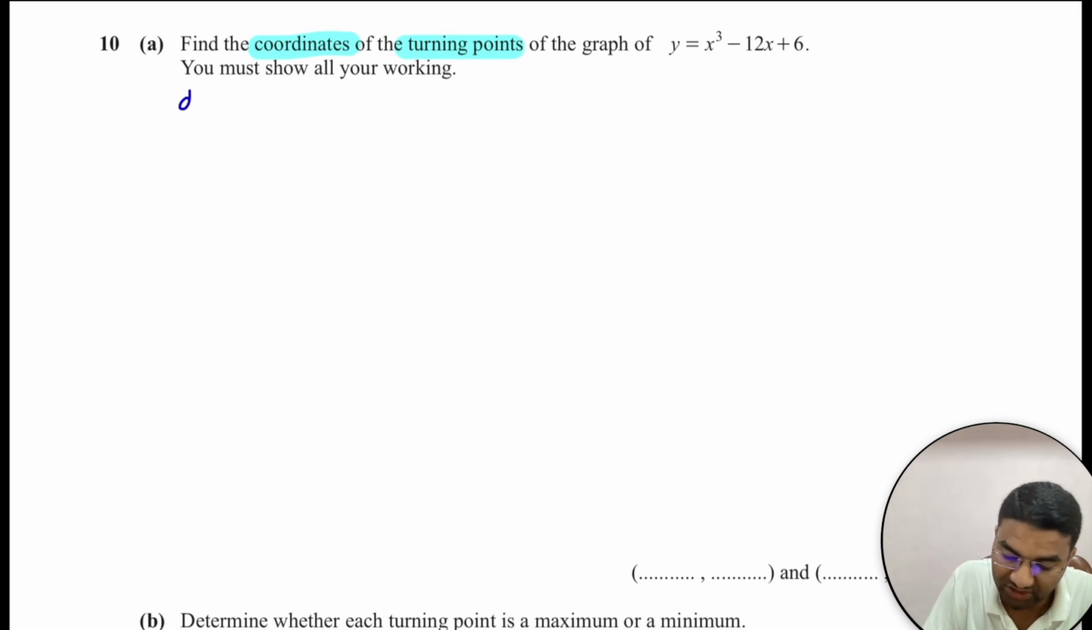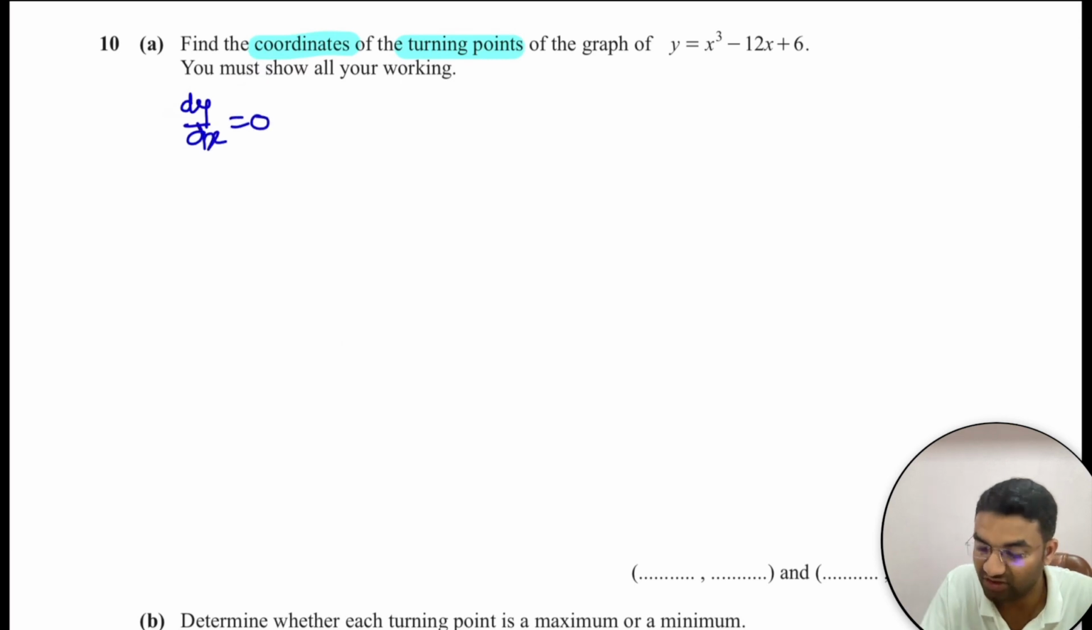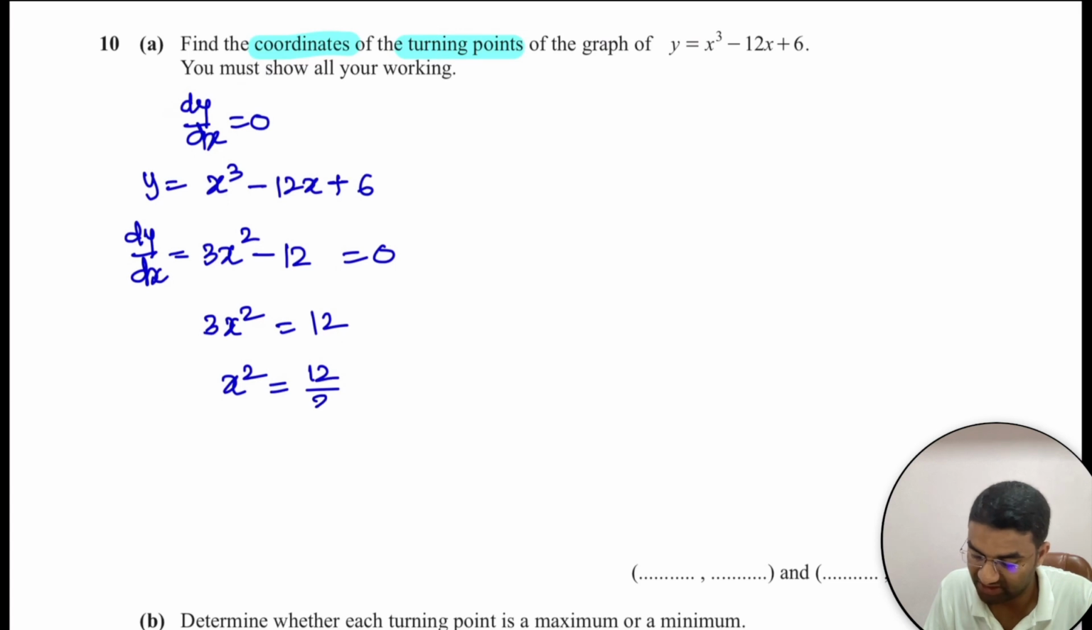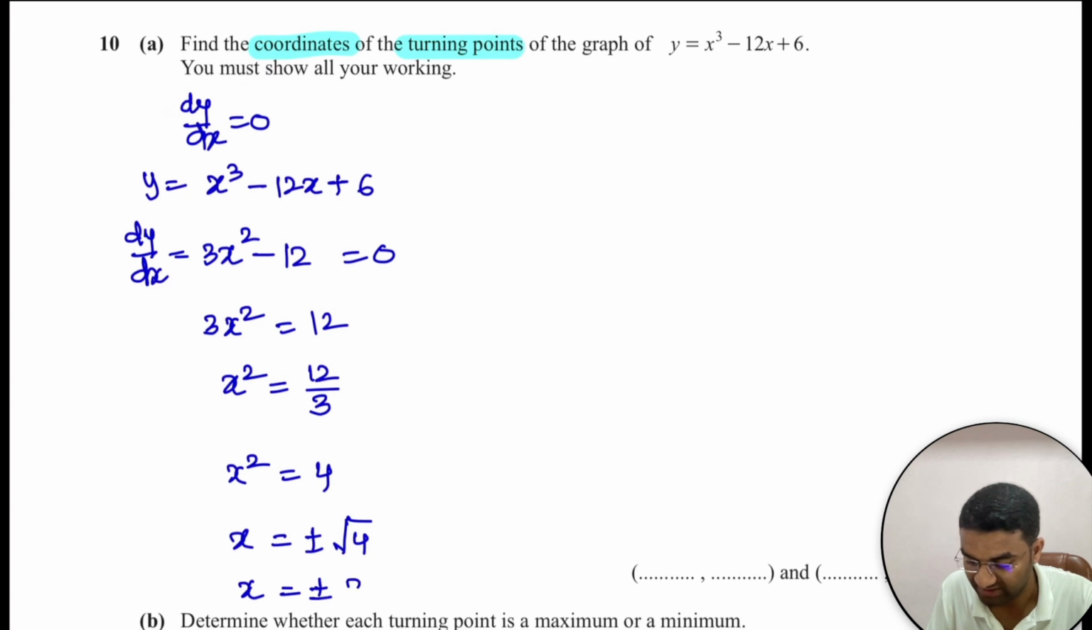To find the turning point, we have to set dy by dx equal to 0, right? So y is equal to x cube minus 12x plus 6, and dy by dx will be 3x square minus 12 is equal to 0. So 3x square is equal to 12, x square is equal to 12 by 3, x square is equal to 4, and if you take the square root, x is equal to plus minus square root of 4, which is x is equal to plus minus 2.